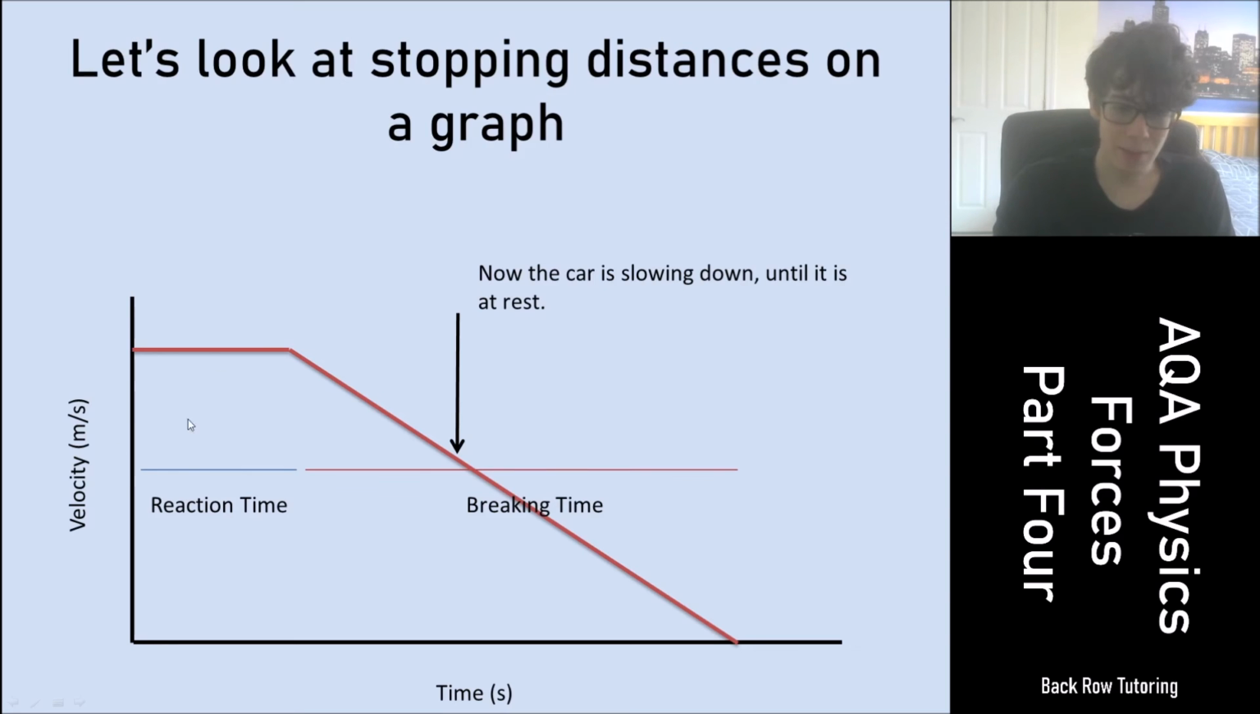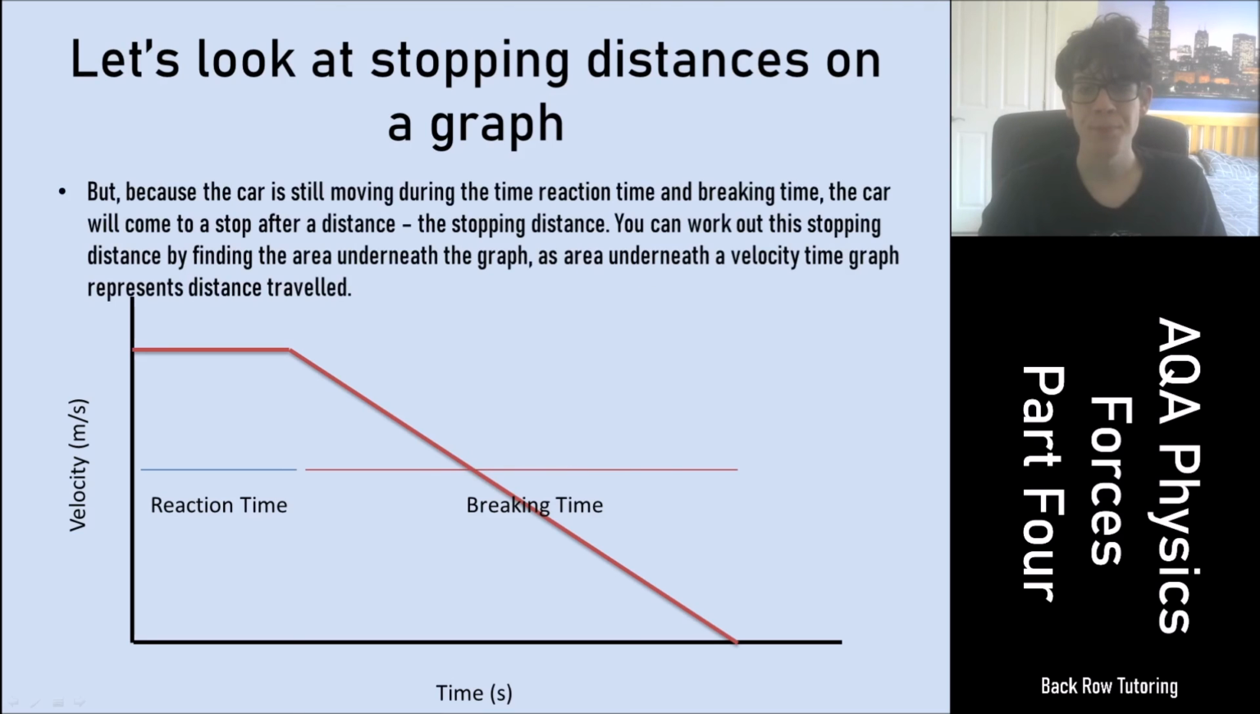Here is where this blue line is. This represents the reaction time. So when the driver's continuing at the same speed, he hasn't actually started applying the brakes yet. He's still thinking about the traffic light turning red, or still reacting to it. And then as soon as he starts applying the brakes, there is a deceleration until eventually the car comes to a stop. But during this time, the car's still moving, and this time is called the braking time.